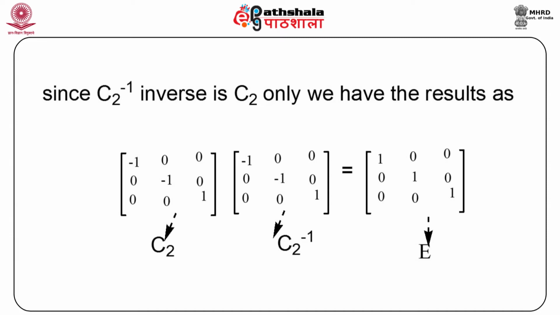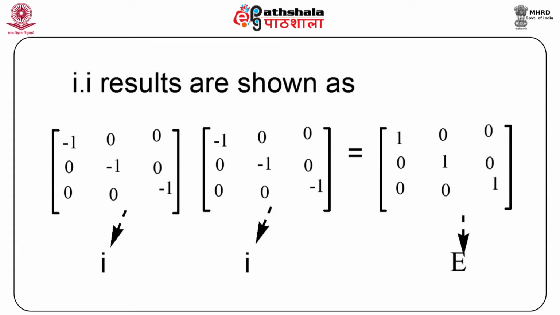Now, let us take the third product, I into I, and see what the result is. Our symmetry product says I into I is E. Now, let us verify this result by taking the matrix multiplication.